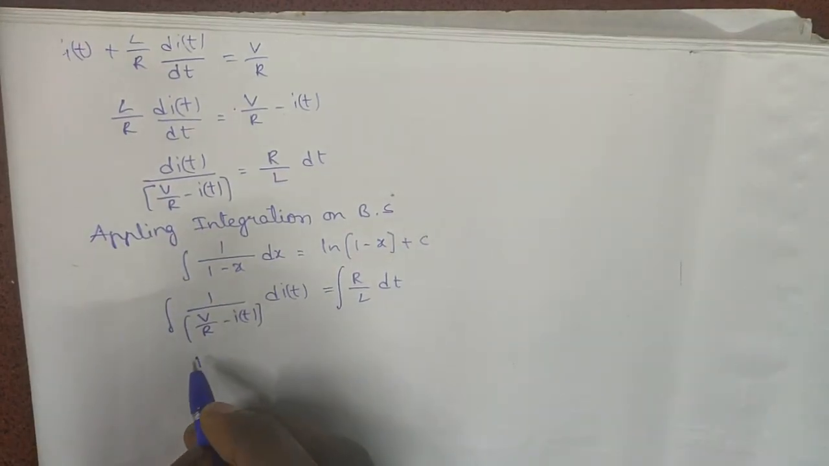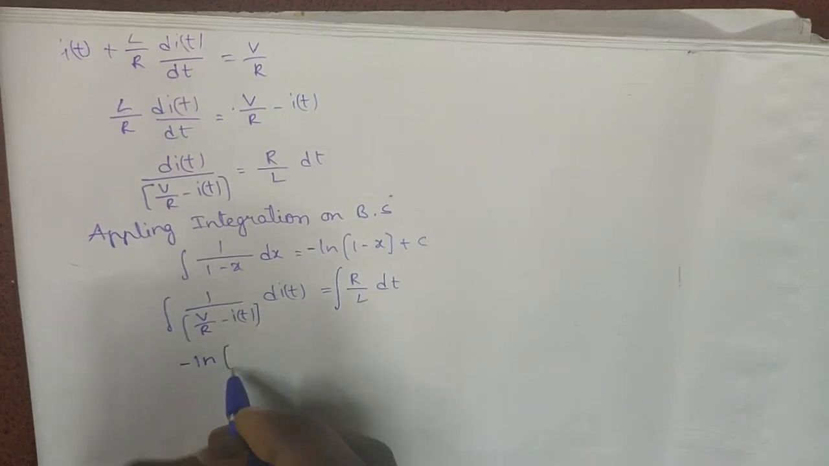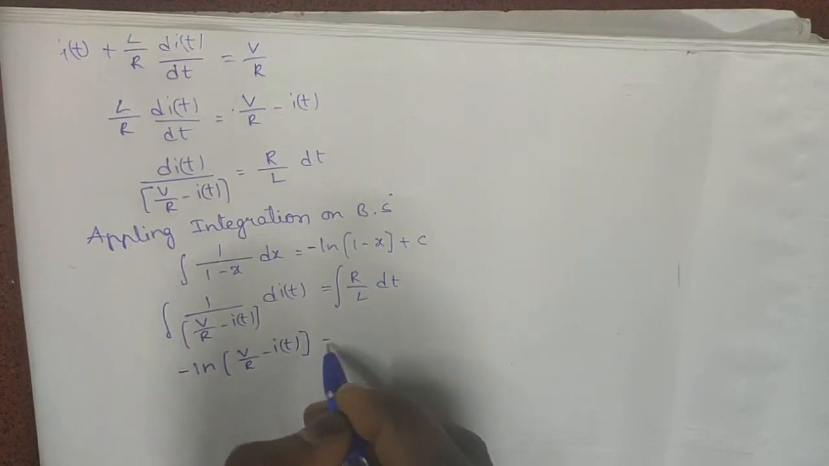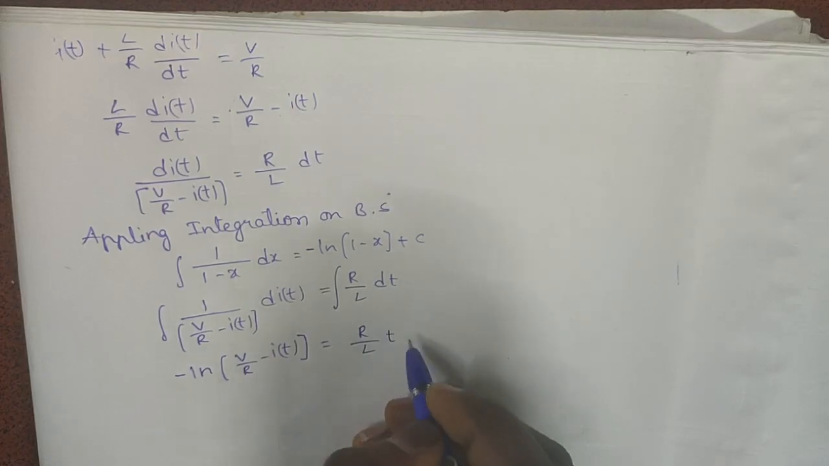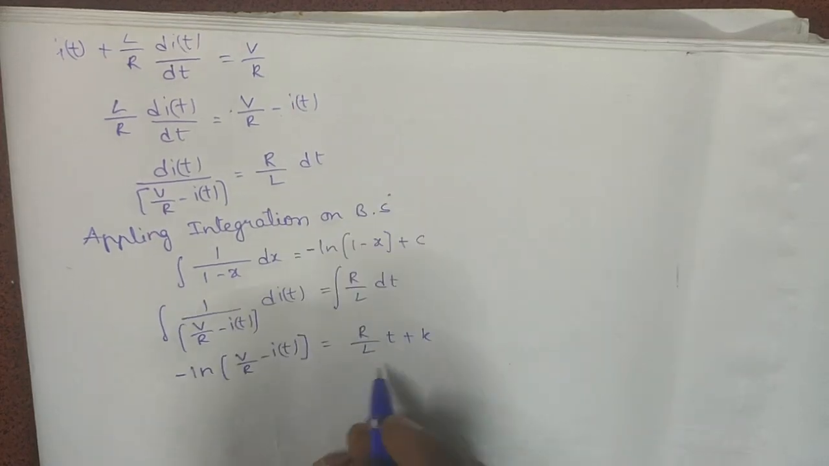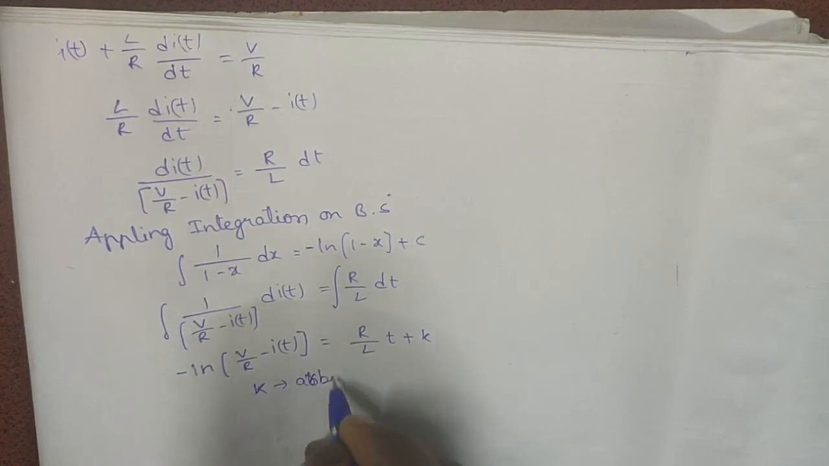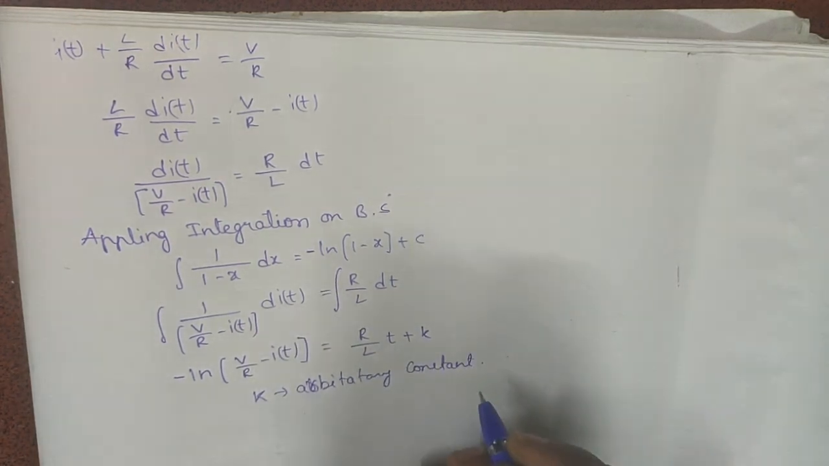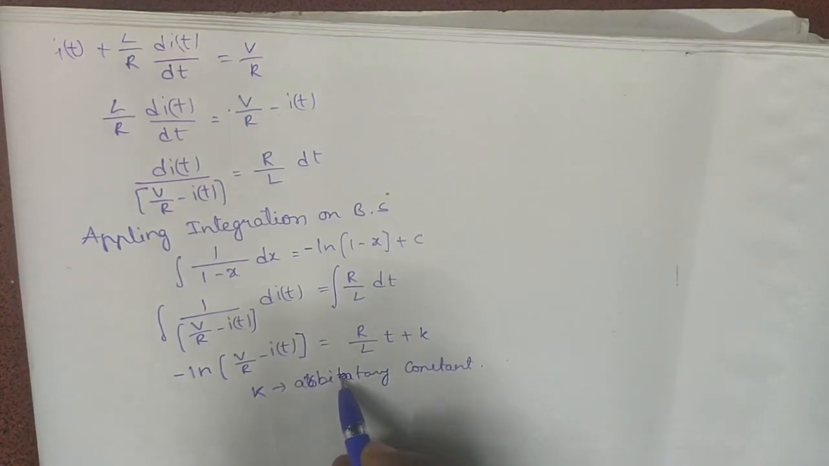Now it will be, it's minus, so minus of ln V by R minus I of t is equal to R by L, as integration of constant is t, plus K. K is the arbitrary constant.